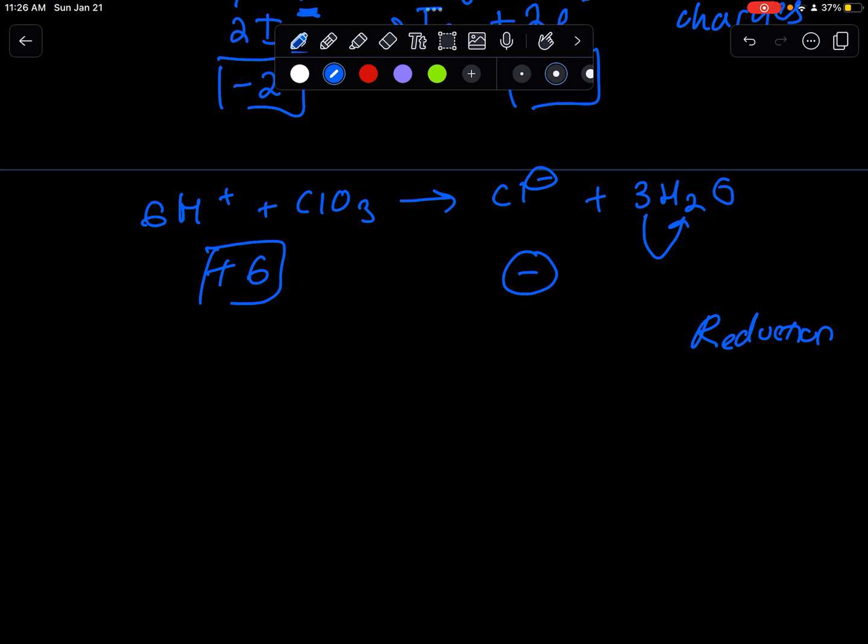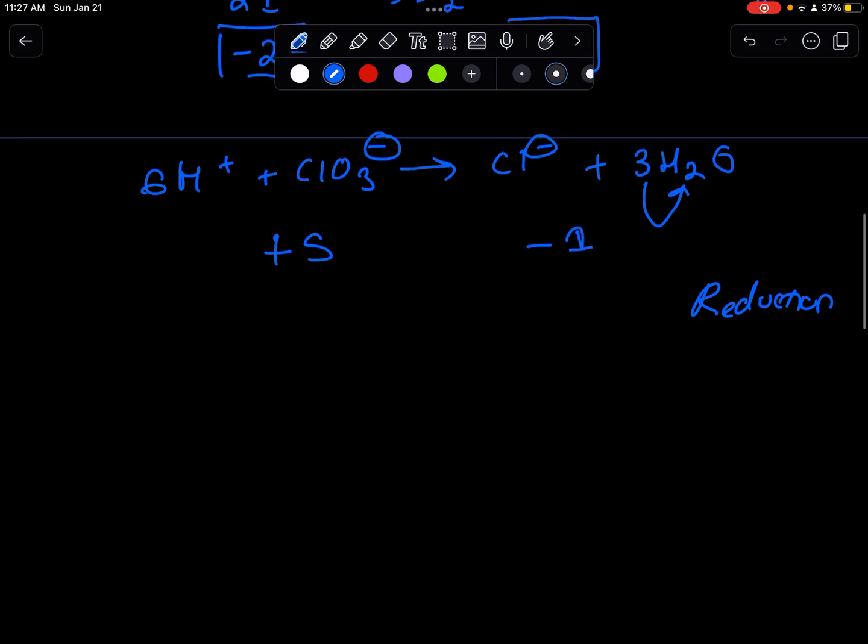So how do we make +6 become -1? Sorry, I've made a small mistake. This was ClO3⁻. So this is actually +5, and we want to make this -1. To get from +5 to -1, we need to add 6 electrons. So 6e⁻ plus 6H⁺ plus ClO3⁻ goes to Cl⁻ plus 3H2O. This is now balanced.